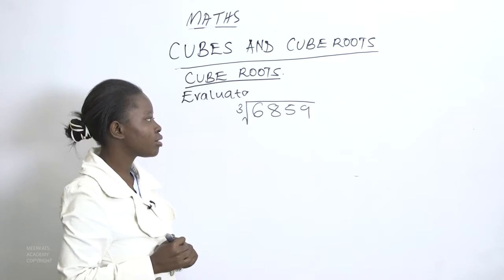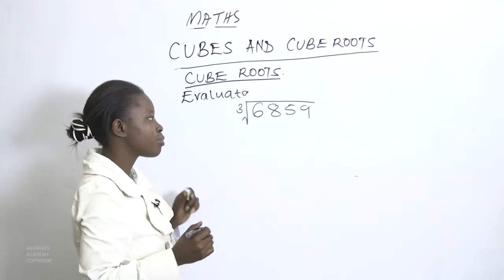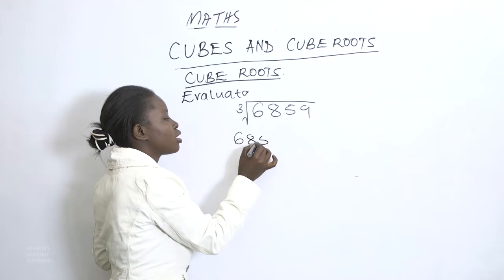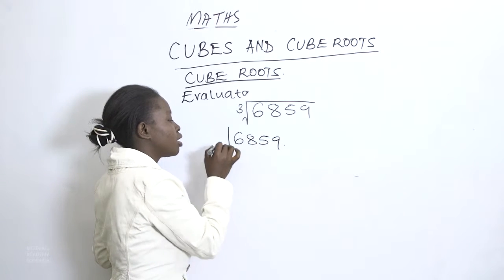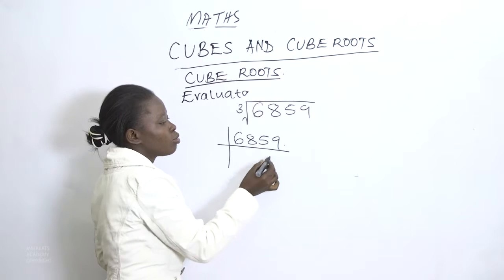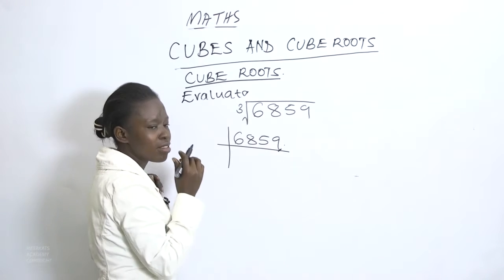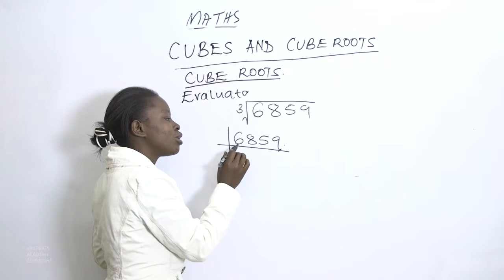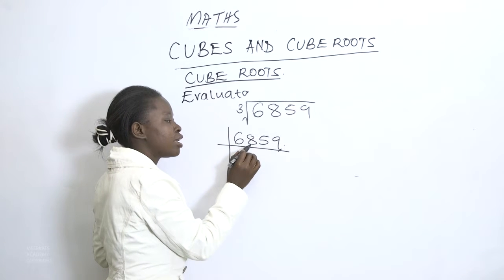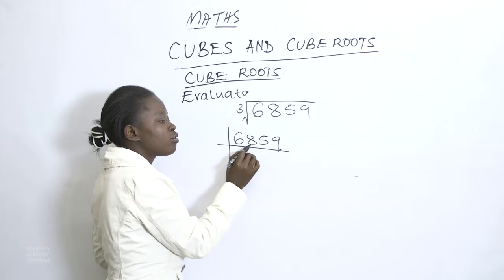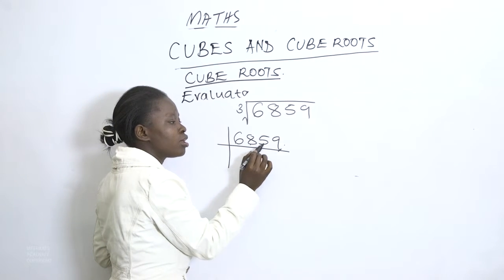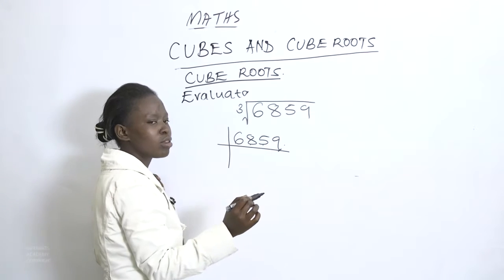6,859. So we are getting the factors that make up 6,859. We've said that 2 will not be a factor because our last digit is 9, which is not an even number. 3, when we add, we have 3 plus 8, that is 14. 14 plus 5 is 19, and 19 plus 9 is 28.